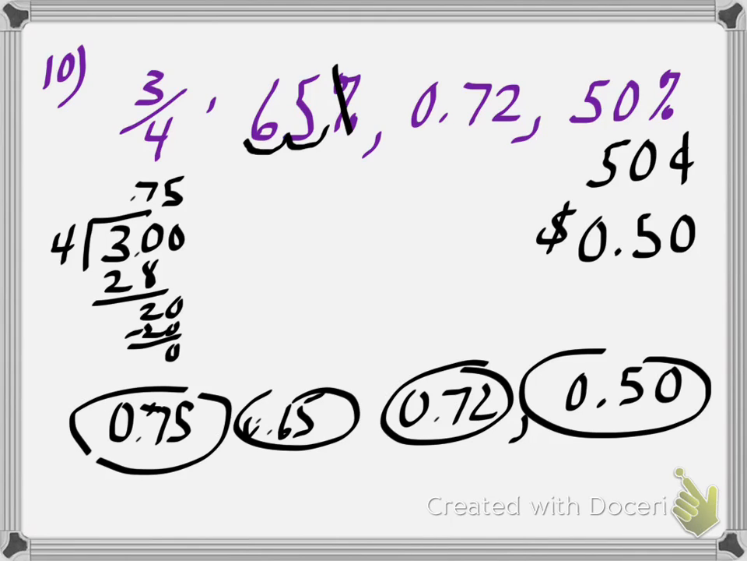So once again, we can see 50 cents the smallest, then 65, 72, and then our 3/4. So we can do it any way, and we would just say, explaining, we turn them into fractions or decimals or all into percents.